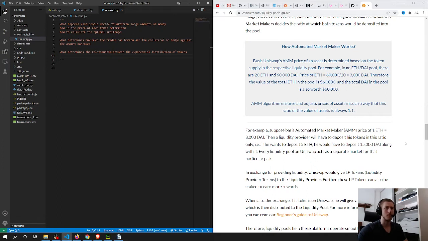For example, in an ETH DAI pool, there are 20 ETH and 60,000 DAI. Price of ETH equals 3,000 DAI. Therefore, the value of the total ETH in the pool is 60,000, and the total DAI in the pool is also worth 60,000. The AMM algorithm ensures and adjusts prices of assets in such a way that this ratio of the value of assets is always 1:1. So it is what I was talking about. So the price correlates with whatever equation they're going to put for the distribution of assets.